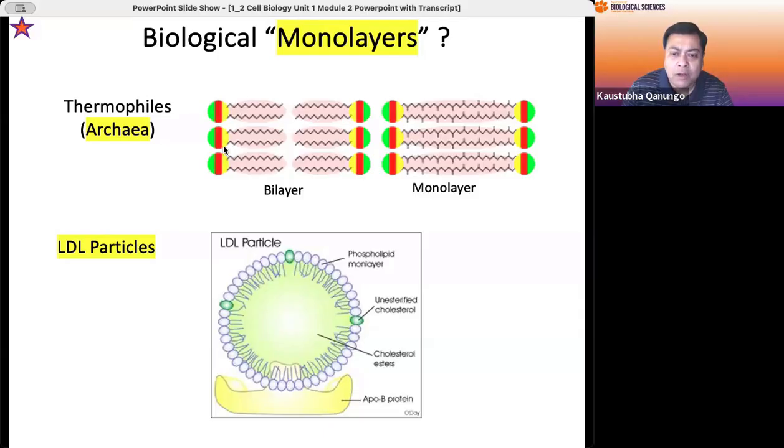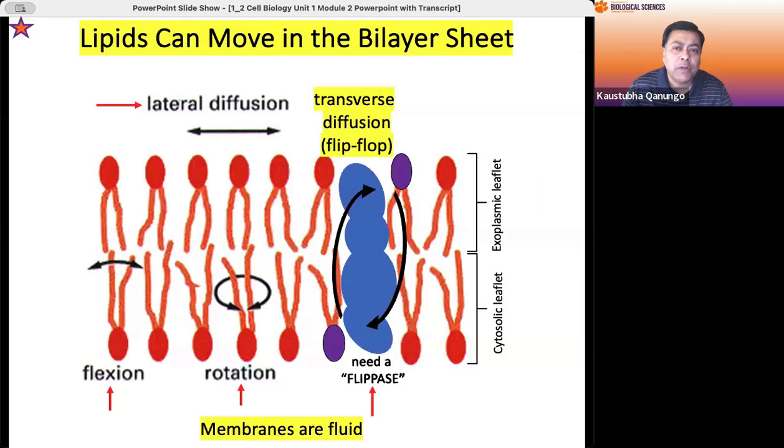So lipid will dissolve into the lipid, and the material will be endocytosed into the cell. So we are going to see those in a different context. After that, we are looking at how lipids can actually move in the bilayer sheet. So there are several types of movement. One is lateral diffusion.